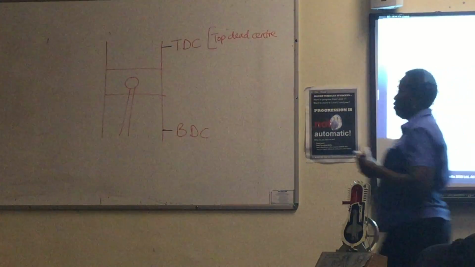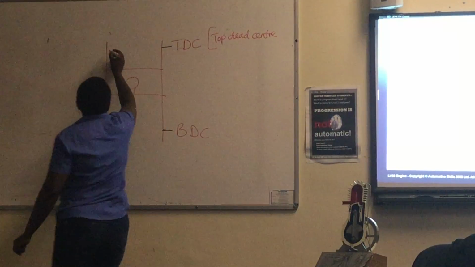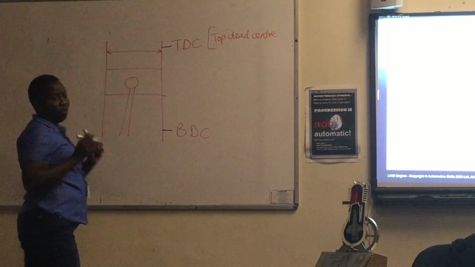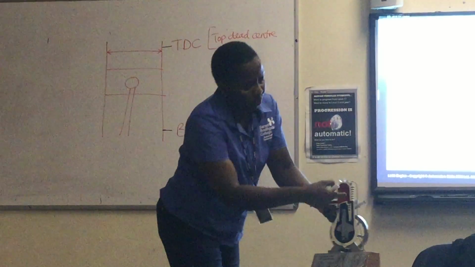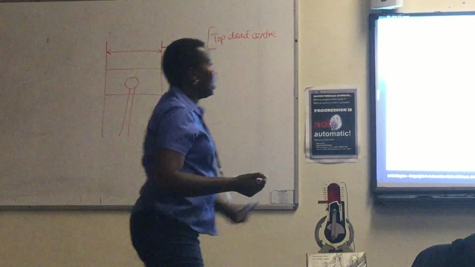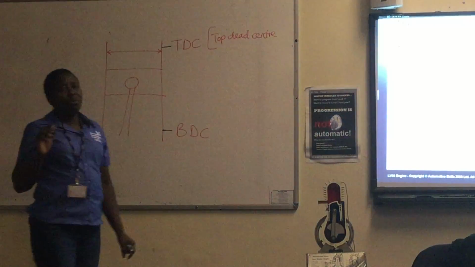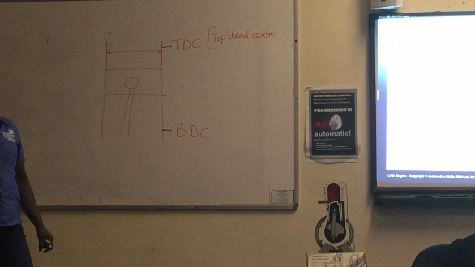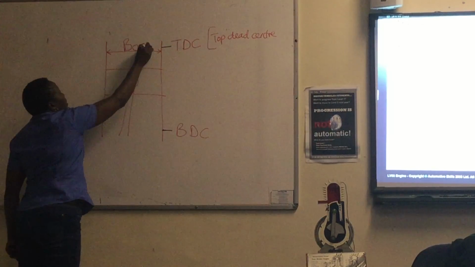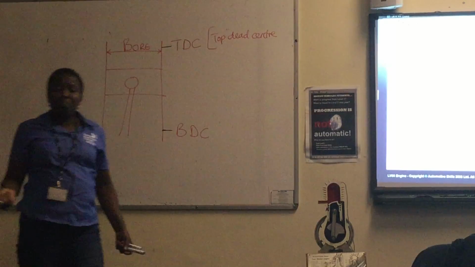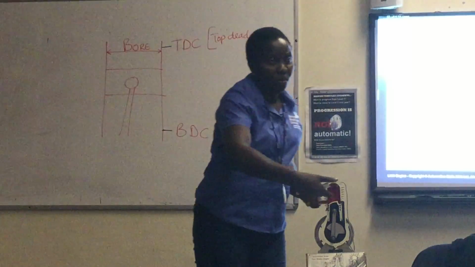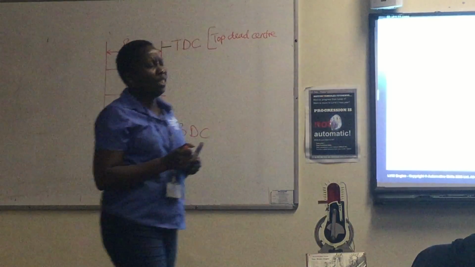Then we have the diameter of the cylinder. From there to there, or from there to there, that is the diameter of the cylinder. The technical name for the diameter of the cylinder is the bore. I think you've heard people talk about cylinder bore, that is the bore, the diameter of the cylinder.